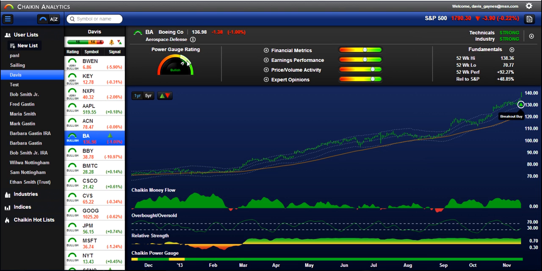Now keep in mind, every stock we rate is done so on a relative basis. So even if every stock in the entire market is going down, there would still be very bullish stocks because our expectation is that they will outperform the other stocks in the universe.